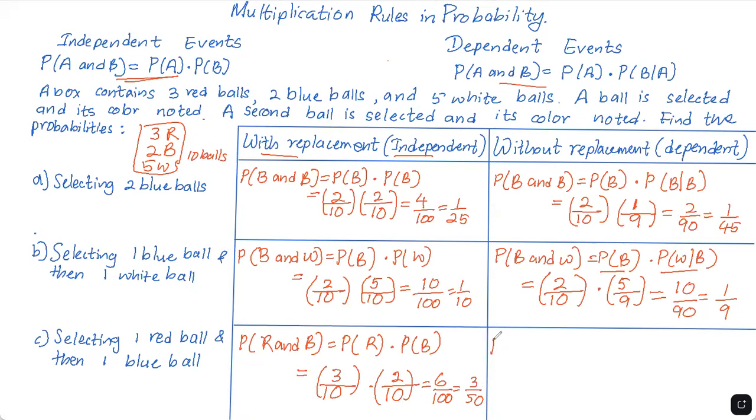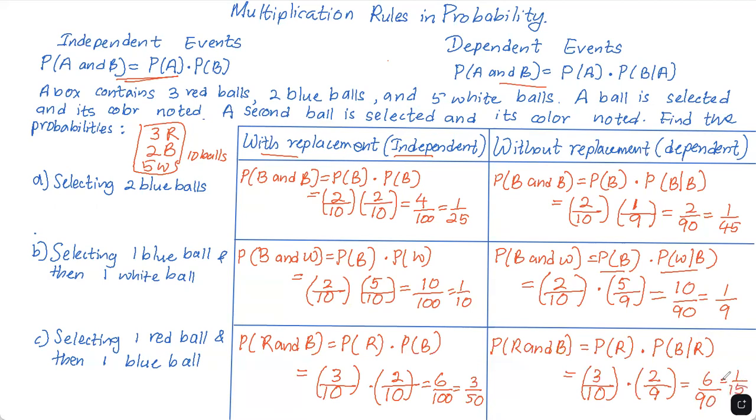And then without replacement, the probability of red and then blue equals the probability of red times the probability of blue given the first ball is red. So initially you have 10 balls. How many of them are red? 3 red balls, times, now without replacement, we have 9 balls in the box. Out of 9 balls, how many of them are blue? 2 blue balls. So this equals 6 over 90, which is 1 over 15.